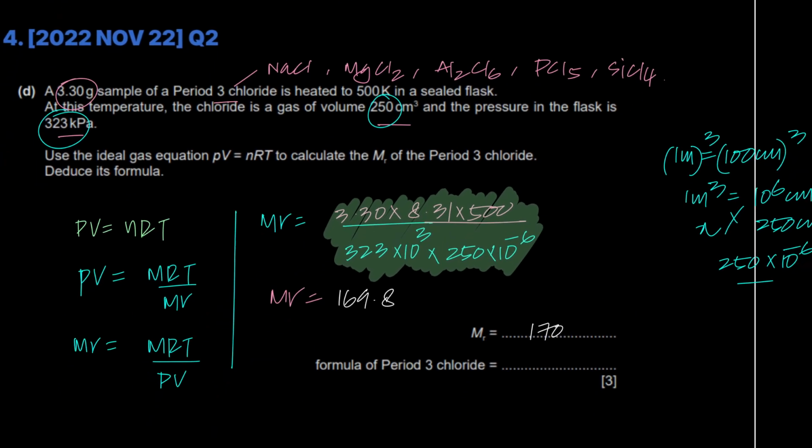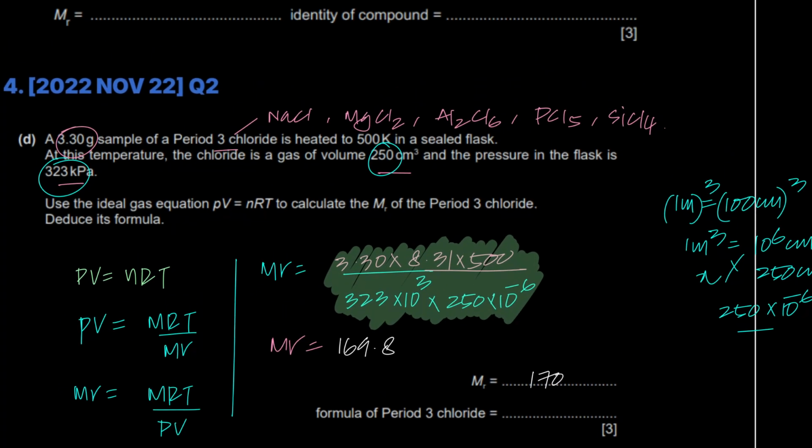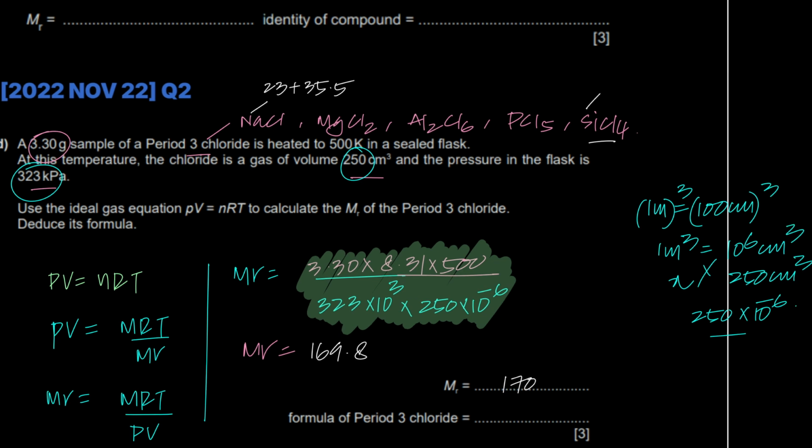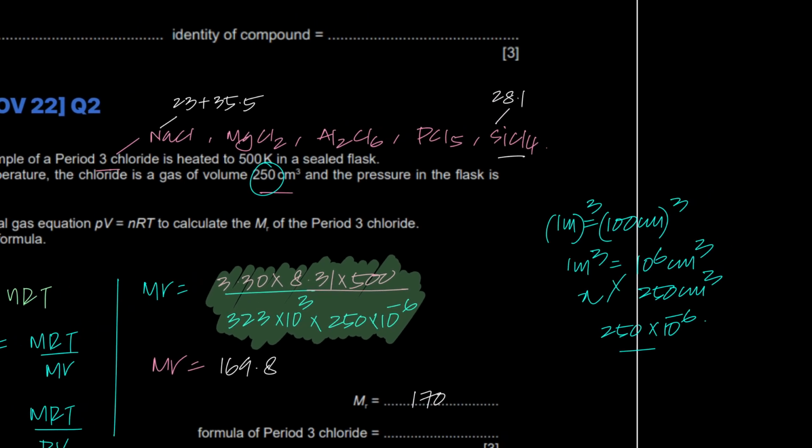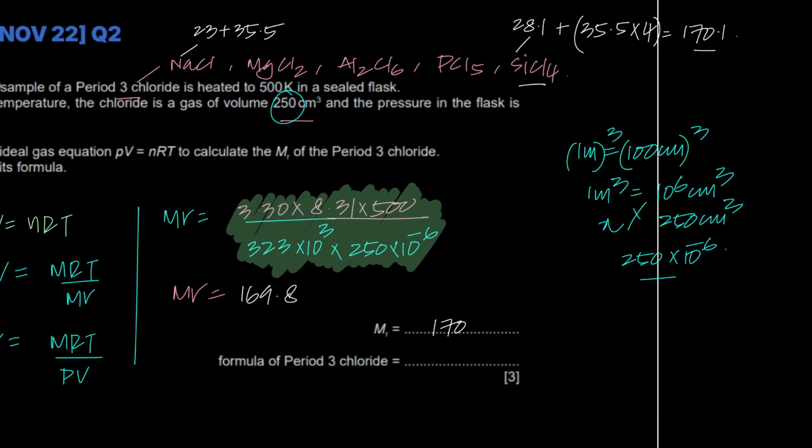So if you want to figure out which particular one will have an Mr of 170, you can calculate this: 23 plus 35.5, keep on adding them and keep on checking. And I think, if I'm not wrong, it's SiCl4, because if we check the mass of Si, that's 28.1 in the periodic table. Chlorine is 35.5, times it by 4. What do you get? I think you get roughly around 170. If you do this, what do you get? You get 170.1. So roughly around 170, right?